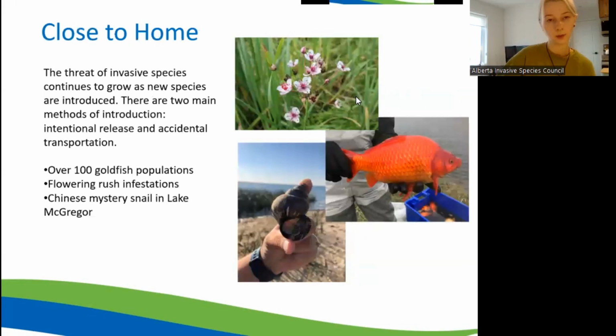We also have a number of flowering rush infestations in the province. Again, this was a water garden plant that escaped or was intentionally released, and it can easily outcrowd lakes and ponds and outcompete native vegetation.